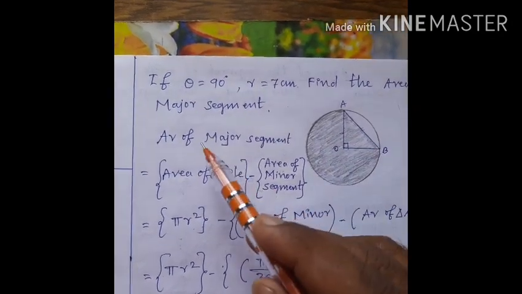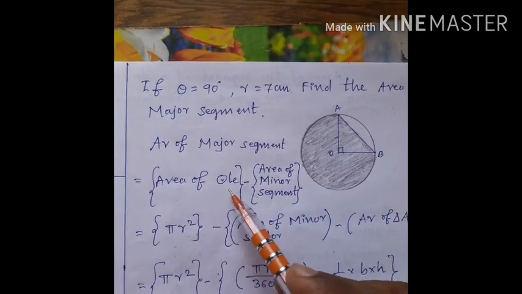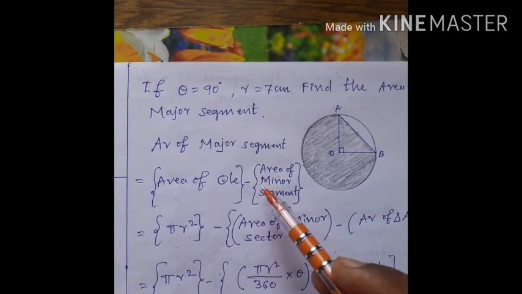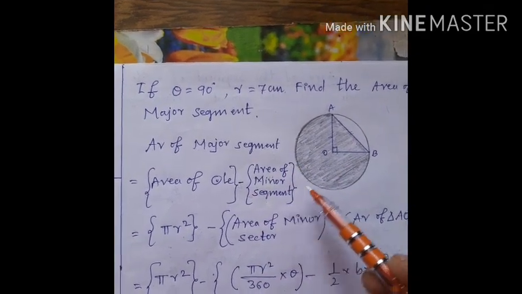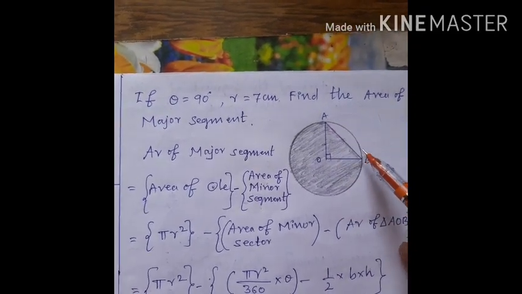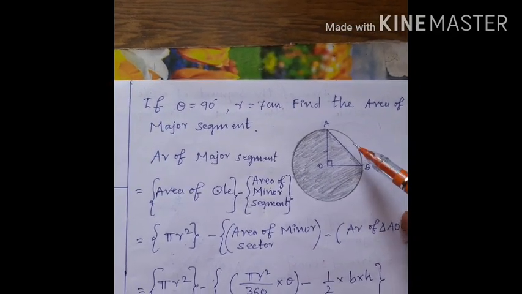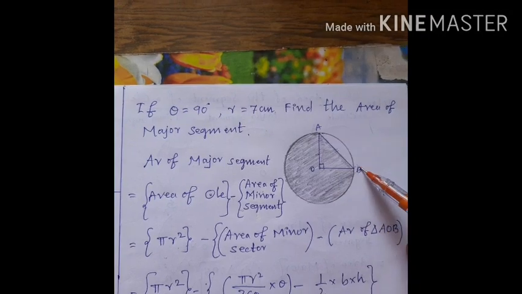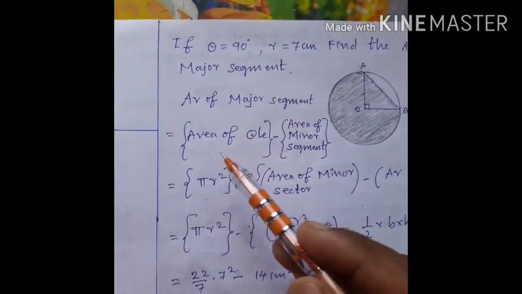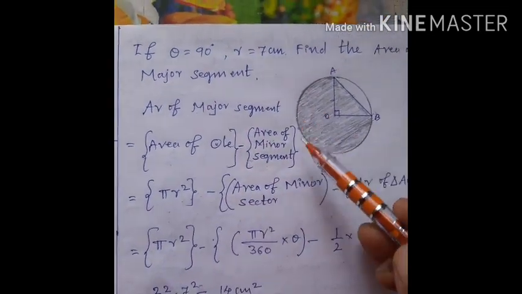So I write, area of major segment is equal to, first you find out the area of the full circle. So area of circle minus the area of minor segment. This chord AB and this arc AB make the minor segment. In the entire circle, if you subtract the area of this minor segment, then you will get the area of the major segment. So area of circle is πr², right? Minus the area of minor segment.